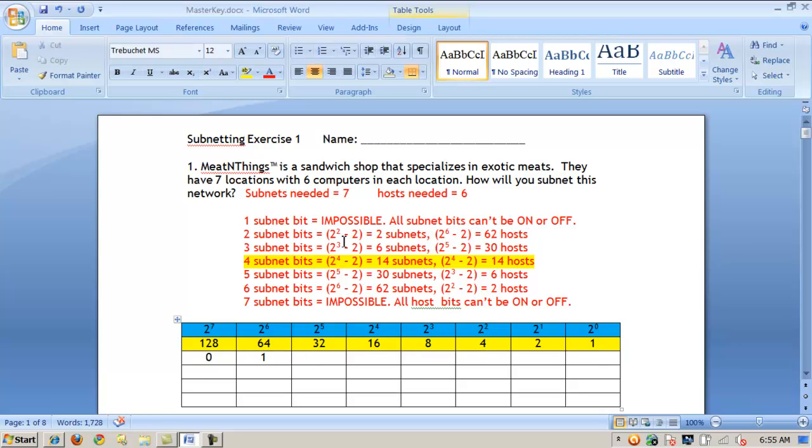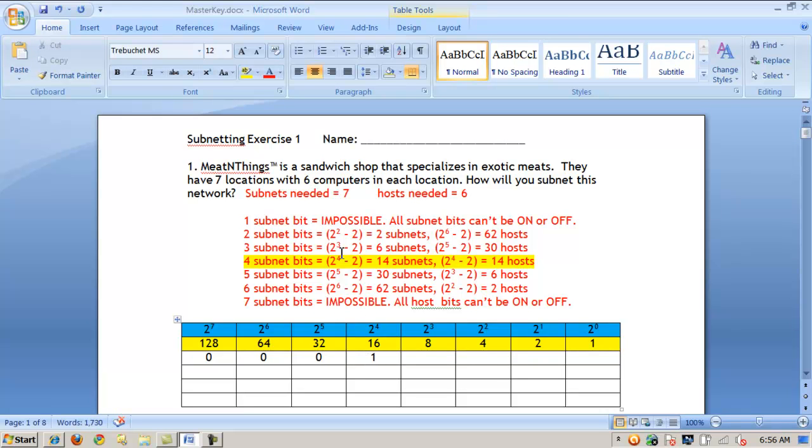And then the next valid option would be 3 bits. I could do this. If I did 3 bits, it would be 2 to the power of 3 minus 2, or 6 subnets. And then the remaining bits would be these 5 for the hosts. So it would be 2 to the power of 5 minus 2, or 30 hosts. Okay. Let's take a look at the next combination.